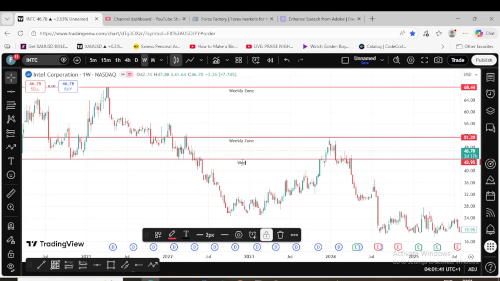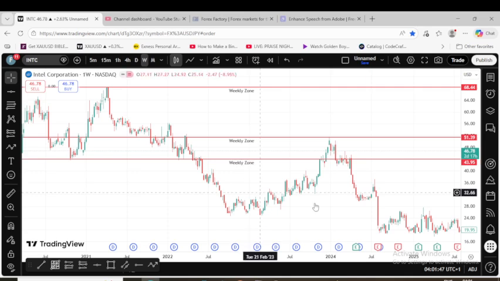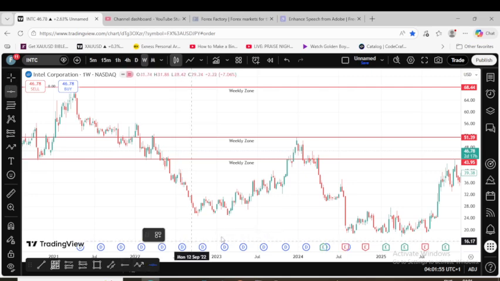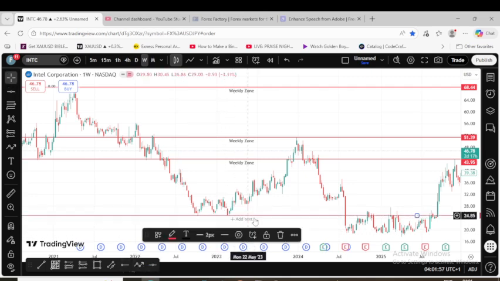After we identify our zones and our trend line on the weekly time frame, we'll do the exact same thing on the daily time frame. We'll identify our zones, then we'll identify our trend lines. So we have another zone here. You can clearly see that here, this weekly zone is support that became resistance.